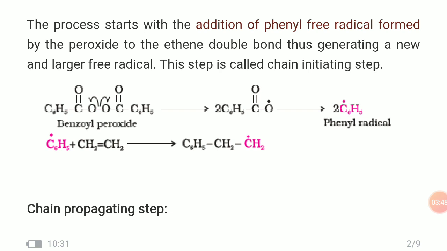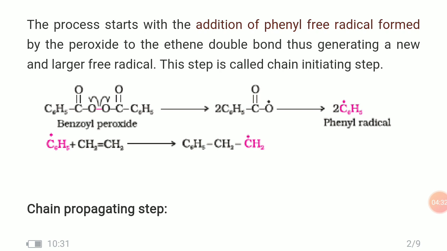The phenyl radical also contains one unpaired electron. The electron of the phenyl radical and one electron of the ethene molecule are joined together and form a bond. They share the electrons and form a bond, and a new radical is formed. These new and larger free radicals are generated in this step. That is why this step is known as the chain initiating step.